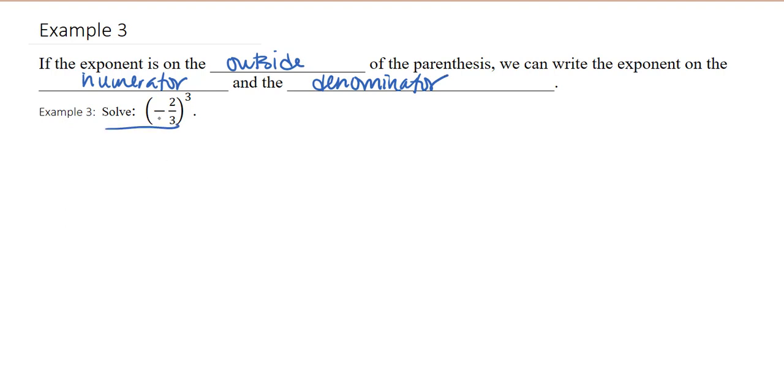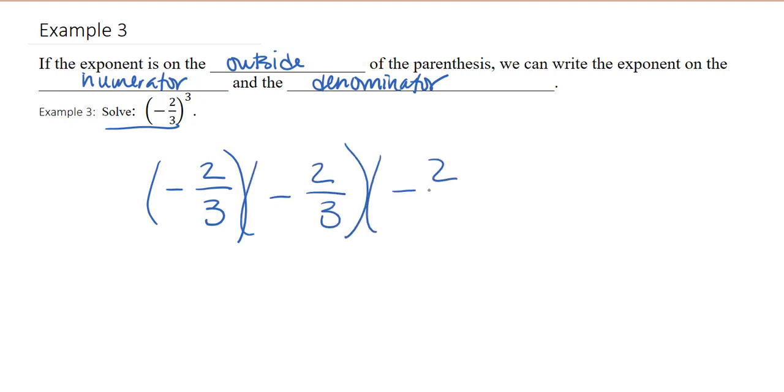So we have -2/3 to the 3rd power. I'm going to do something a little different because it means the same thing. Rather than just putting the exponent on the 2 and then the 3, we're also going to write it out like this, because we're saying we have 3 copies of this. So we notice we have an odd amount of the negative sign. We have 3, so that means our answer is going to be negative.